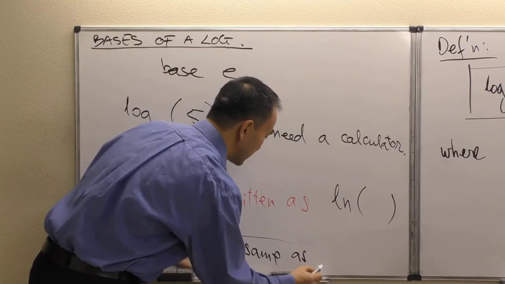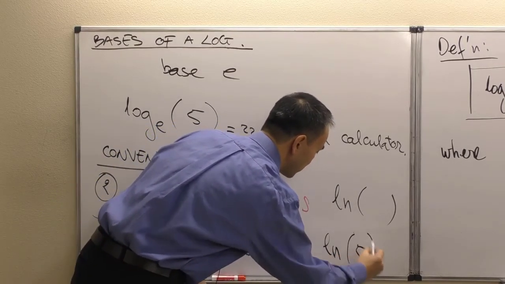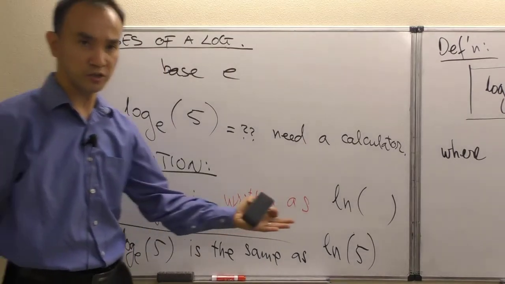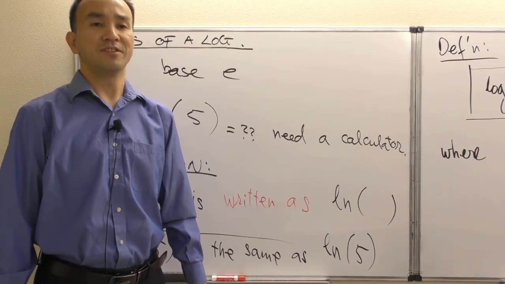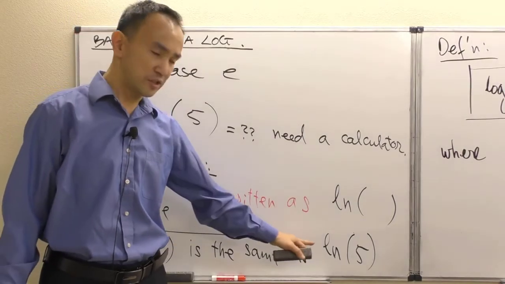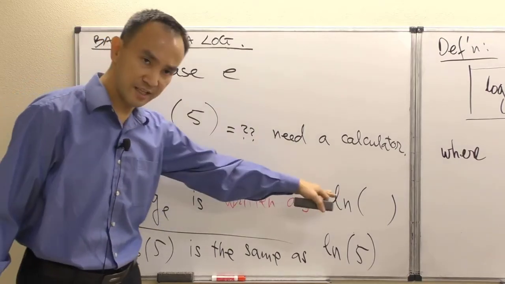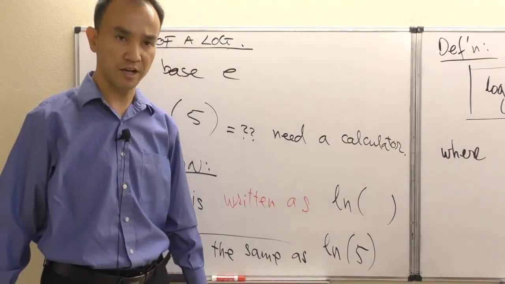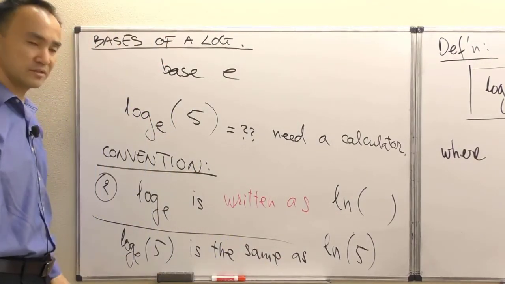Is the same as, and really we write that as ln of 5. We put 5 in parentheses, or alternatively you can skip the parentheses: ln 5 like that. All right, so that's what it means. This is just a symbol. Log with the subscript e is written as ln. It's a worldwide convention now for writing logarithm of base e.